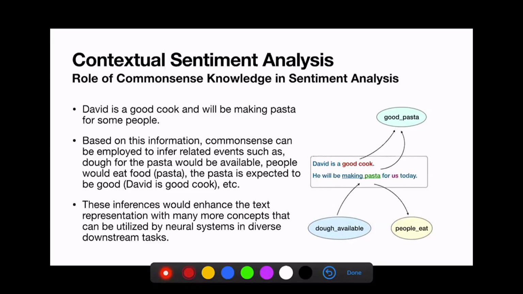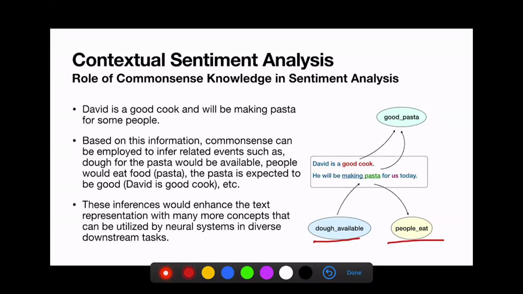So if you see the sentence, David is a good cook, he will be making pasta for us today. Now from this sentence, what can you infer? What knowledge can you discover? So from good cook, you can discover good pasta. From making pasta, you can think that the ingredients are available, and David is making the pasta so that the people can eat. Okay, so this is knowledge discovery. These are the new kinds of knowledge that you can extract using common sense reasoning from a sentence.